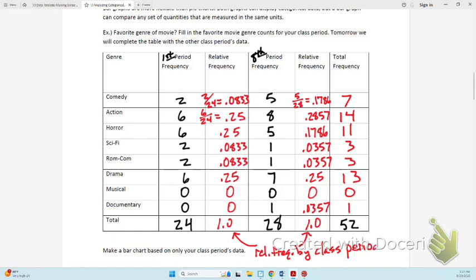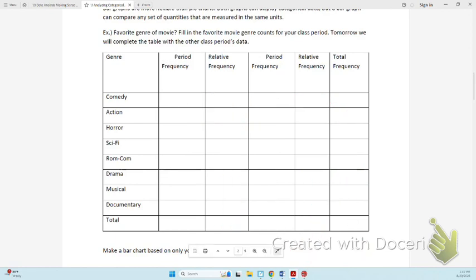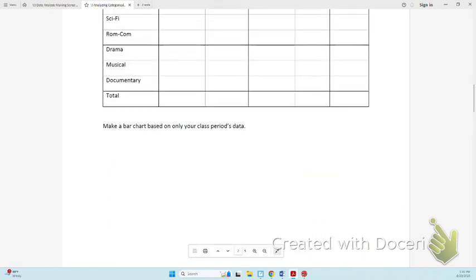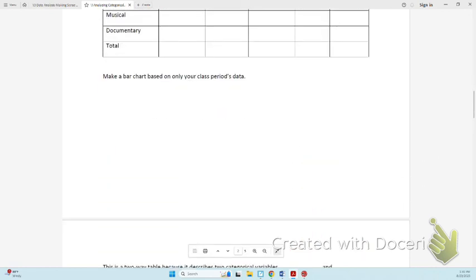So what I ask you to do, as you can see on the bottom line there, is to make a bar chart, just a basic bar chart based on your class period. So if you're in first, make it based on those numbers. If you're in 8th, make it on those. I'm going to make one for first period. So I need to erase. Might hit pause and write all these down so you have something to go off of. And we're going to make a bar chart.